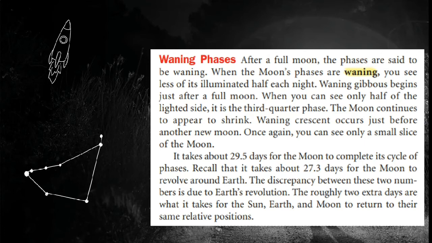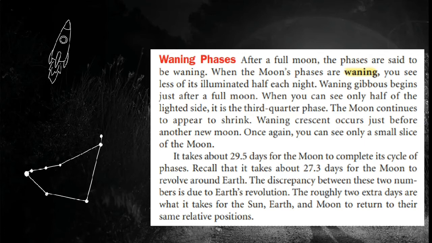The moon continues to appear to shrink. Waning crescent occurs just before another new moon. Once again, you can see only a small slice of the moon. It takes about 29.5 days for the moon to complete its cycle of phases.